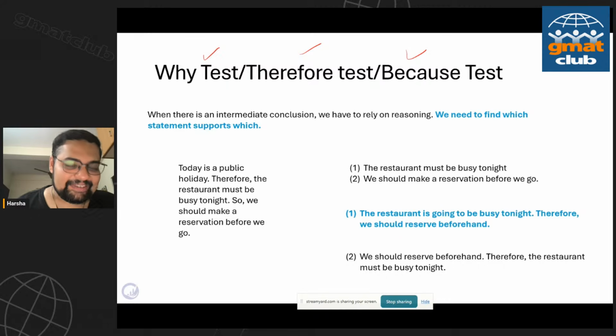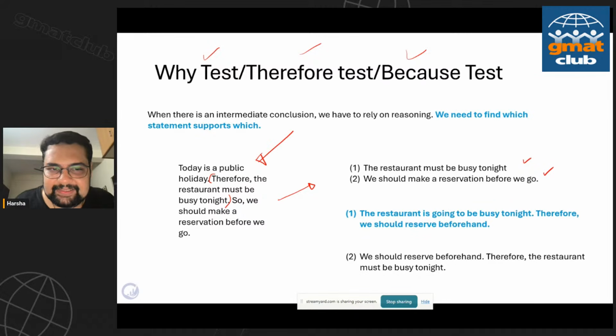So let's think about it. I'm going to take the example that we already used. This is the same example that I used to talk to you about intermediate conclusion. So we actually know that this is the intermediate conclusion here, but let's apply this test and figure out why that is. All you need to do is take out your two conclusion candidates. So one is this idea that the restaurant must be busy tonight. Second is this idea that, yeah, we should make a reservation before we go to the restaurant, right?